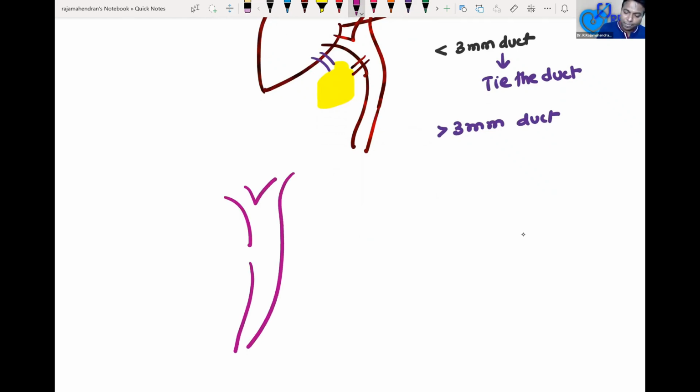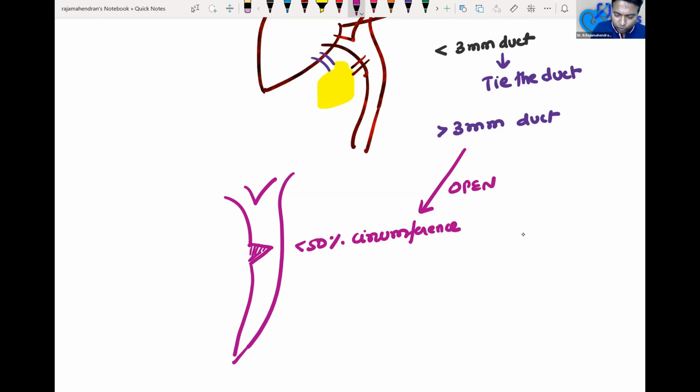If there is an injury of a duct more than 3 millimeter, it can be the CBD also. There is an injury like this in the CBD. The surgeon, while doing laparoscopy, has cut the CBD like this. If less than 50% of the circumference is injured, for a duct more than 3 millimeter, I'm going to open up and do the surgery. I'm going to open the abdomen. More than 50% circumference is injured.